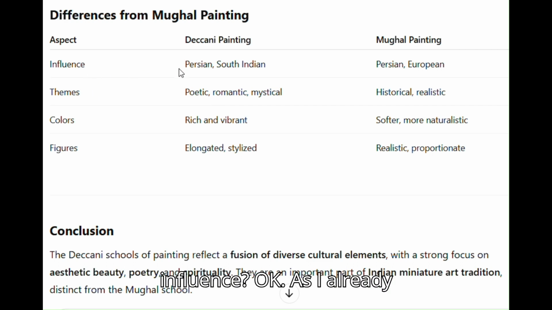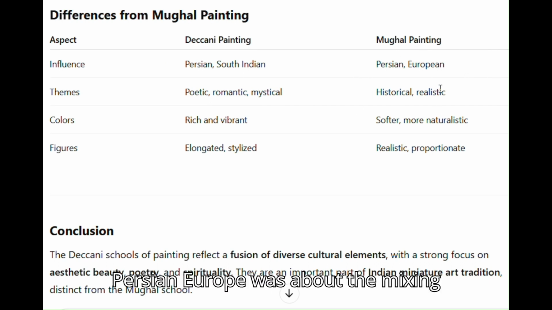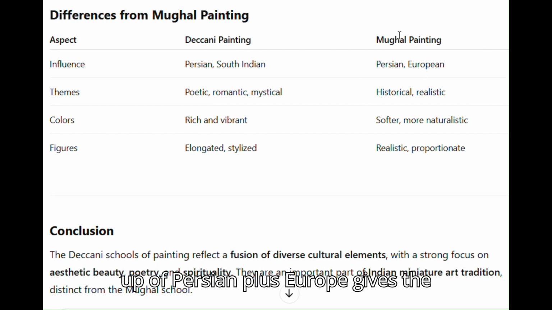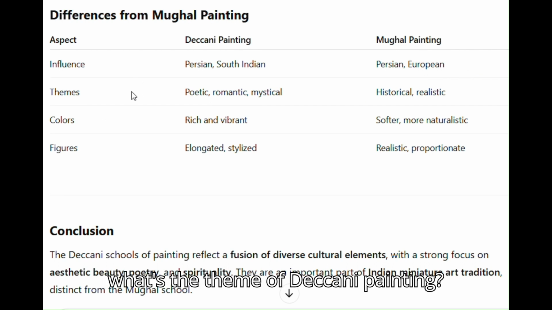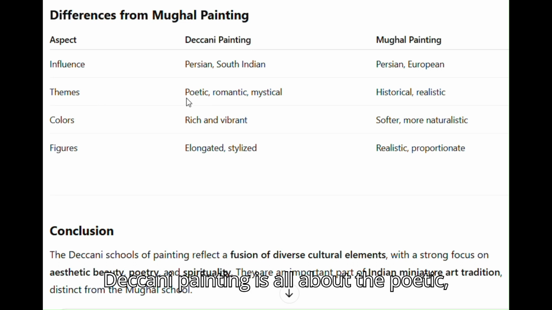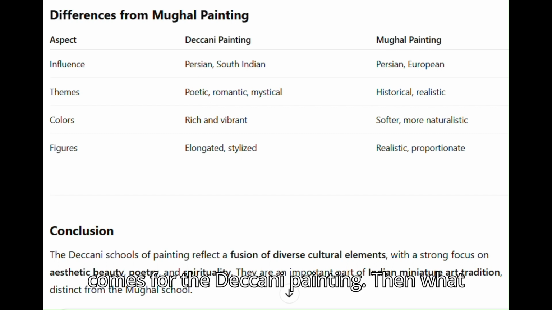As I already told, mixing up the Persian and Southern Indian is known for the Deccani painting. And what about the Mughal painting? The mixing of Persian plus European gives the Mughal painting. What's the theme of Deccani painting? Deccani painting is all about the poetic, romantic, mystical; all these things come with the Deccani painting.